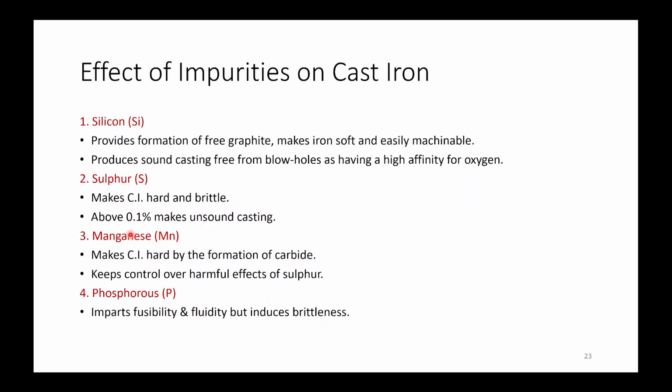Manganese takes care of sulfur. When we add manganese, it makes cast iron hard by the formation of carbides, and it keeps control over the harmful effect of sulfur. When it forms manganese sulfide, it reduces the amount of sulfur in the form of other sulfides which can be harmful to cast iron. And phosphorus imparts fusibility and fluidity but induces brittleness.